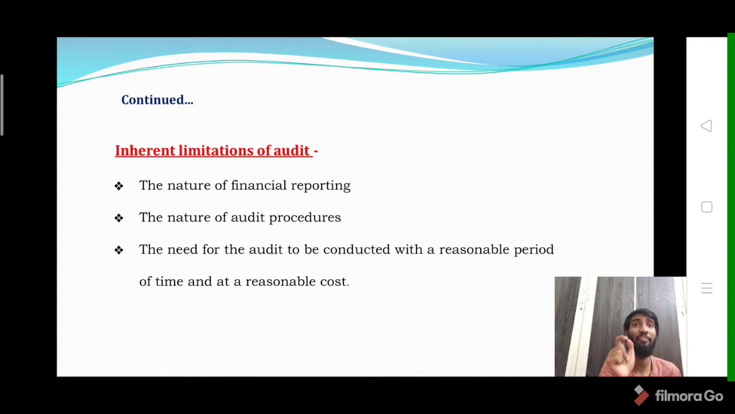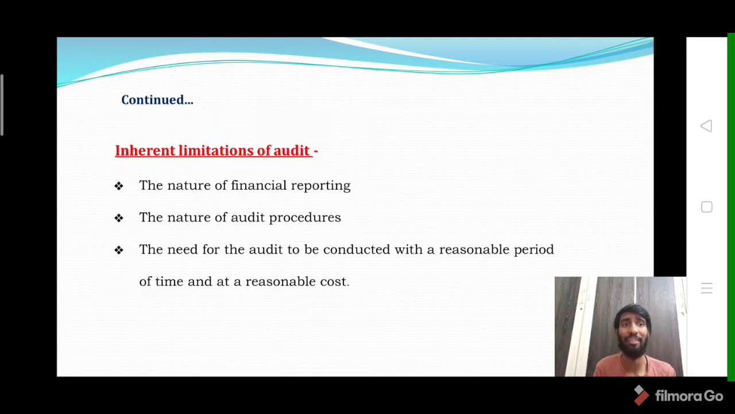The nature of audit procedures is determined using the auditor's professional judgment. It means that in such circumstances, when we don't get sufficient appropriate audit evidence on the basis of normal audit procedures, we need to perform additional procedures. This is also one of the inherent limitations of an audit.